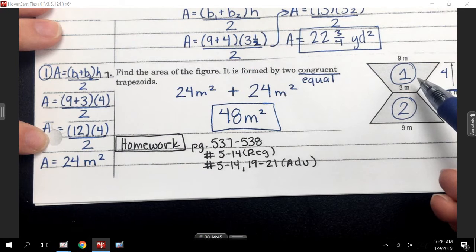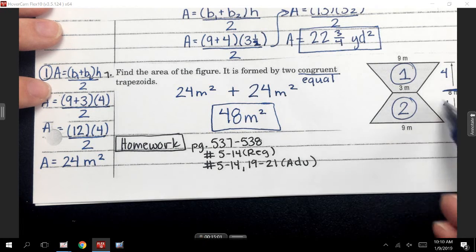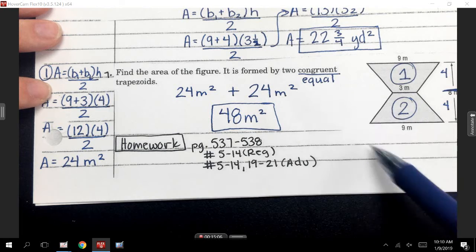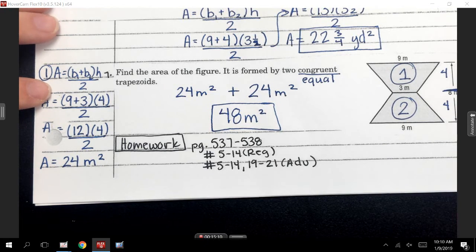What if they were not congruent? What if I found trapezoid 1, but they were not congruent? What would I have to do next? Hayden? You would add 24 meters plus whatever. Since they were equal, I knew they were the same, but if they weren't equal, I would have to work this one out as well before adding them together. All right, are there any questions on number 7?